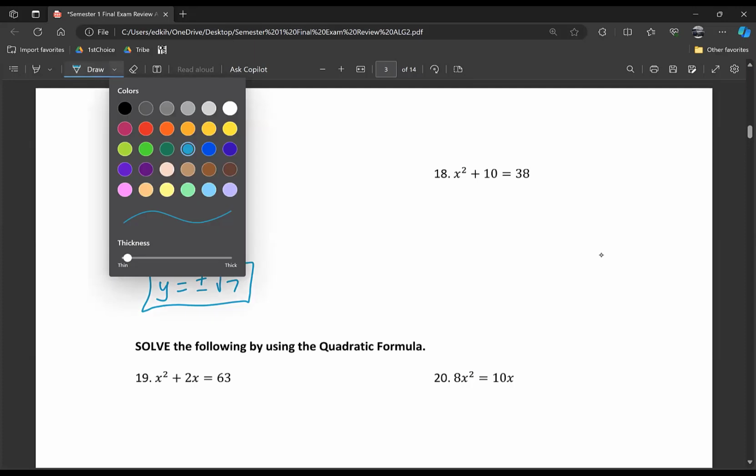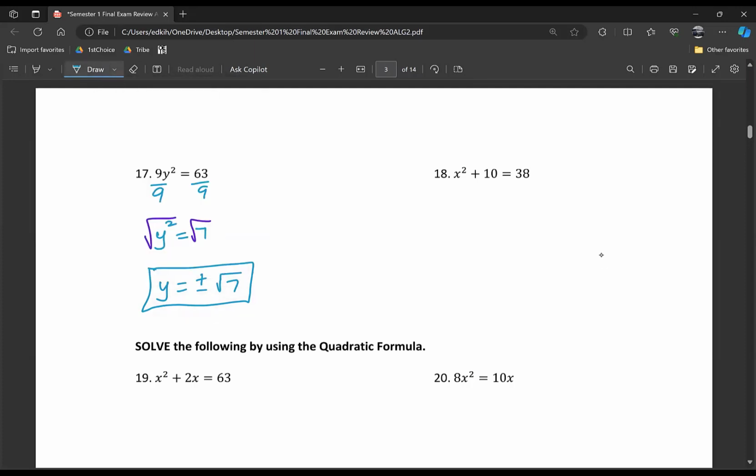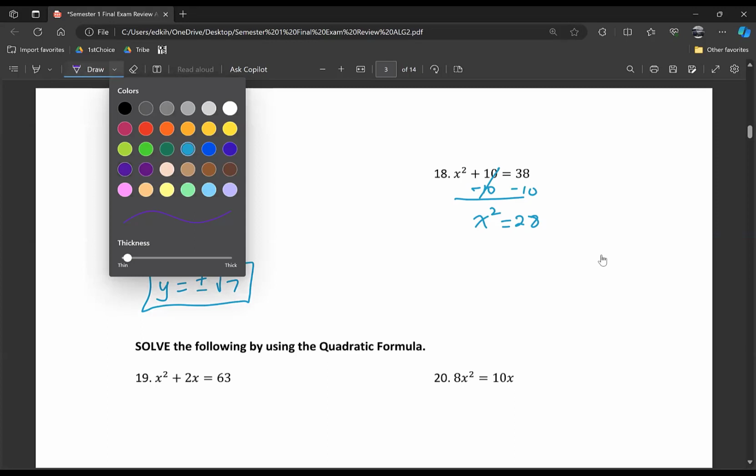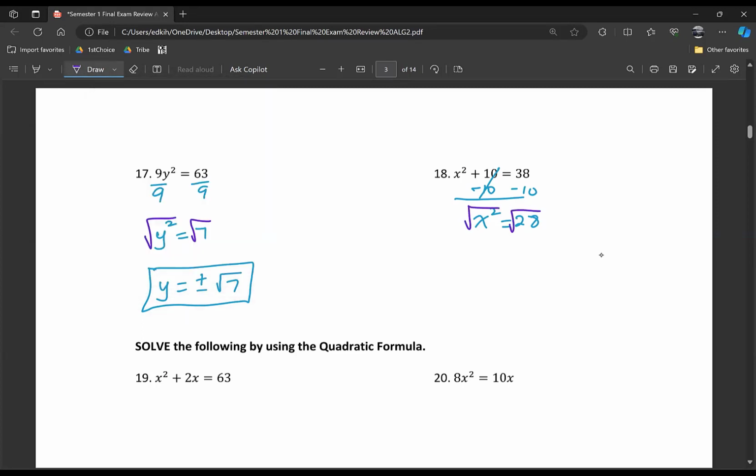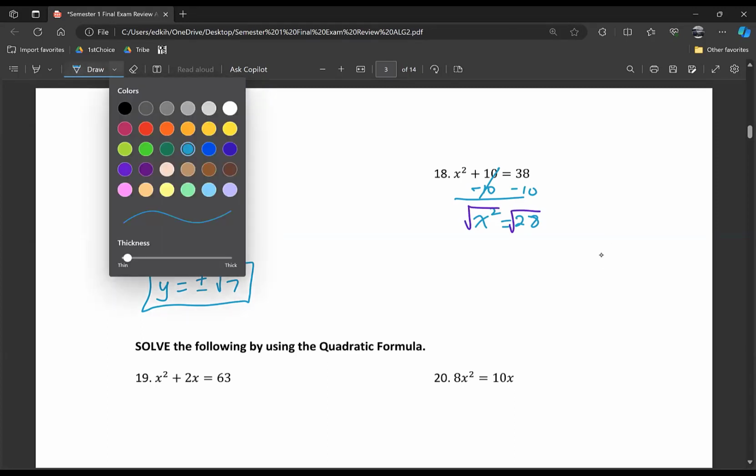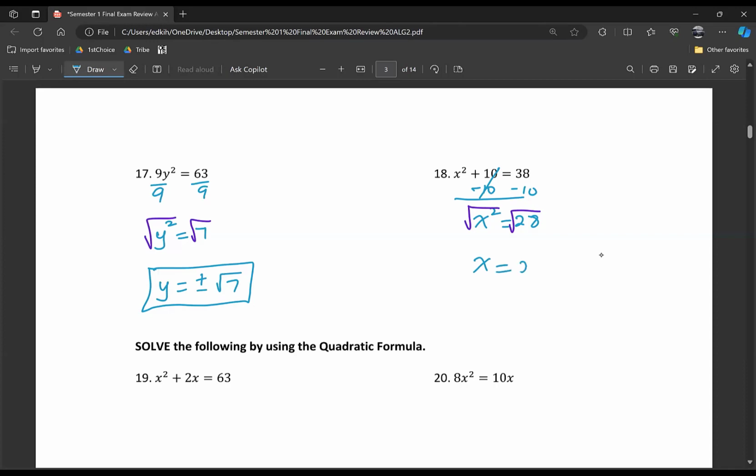Next question, you might have already figured this out, but subtract 10 from both sides. X squared equals 28. You want to square root both sides. You end up having x equals 2 root 7. Plus or minus, of course. Don't forget the plus or minus like I did. So x equals plus or minus 2 root 7.